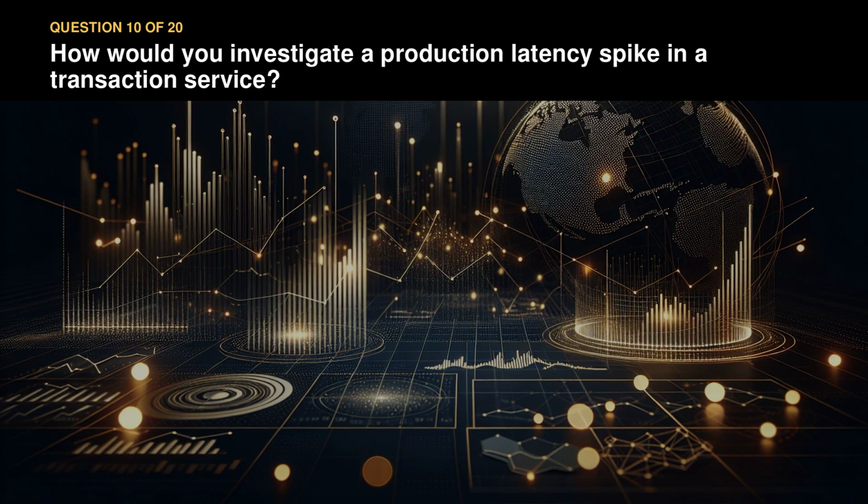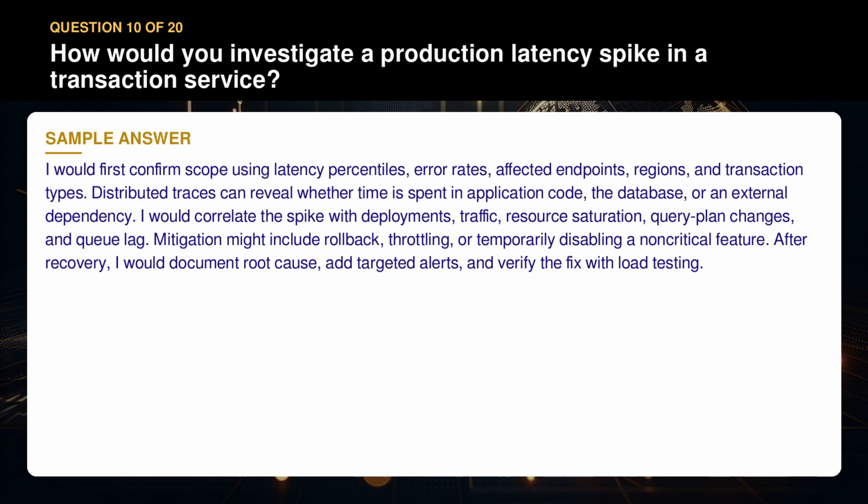Question 10. How would you investigate a production latency spike in a transaction service? I would first confirm scope using latency percentiles, error rates, affected endpoints, regions, and transaction types. Distributed traces can reveal whether time is spent in application code, the database, or an external dependency. I would correlate the spike with deployments, traffic, resource saturation, query plan changes, and queue lag. Mitigation might include rollback, throttling, or temporarily disabling a non-critical feature.